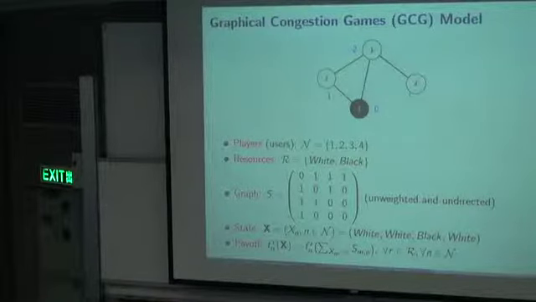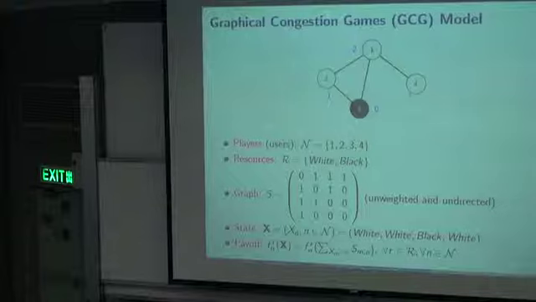Now, given a congestion game, and given a graph, and given the choices of the players, we can define a system state. The state just describes, at this particular moment, what are the resource choices of all players in this game. At this particular moment, the state will be white, white, black, white. Okay? Now finally, the most tricky part, which is the payoff function.